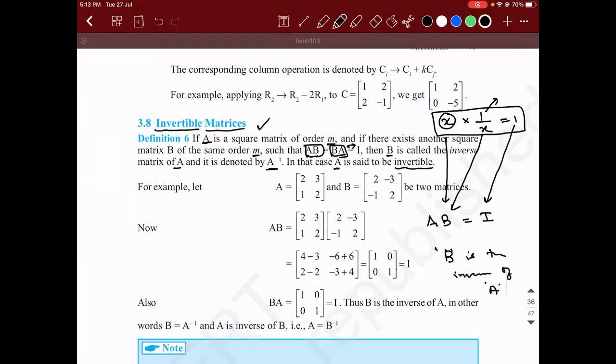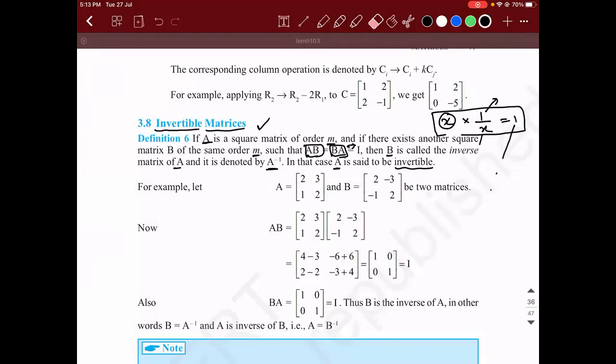Try to understand, an invertible matrix is different from the inverse of a matrix. What do you mean by invertible matrix? Whether the matrix will have an inverse existing or not. Which inverse? A multiplicative inverse existing or not.